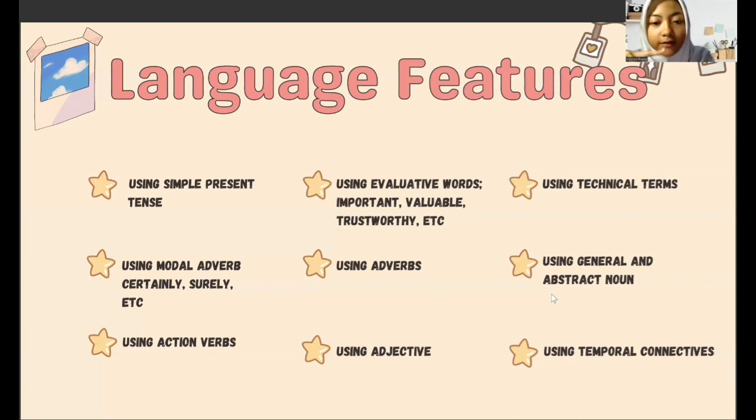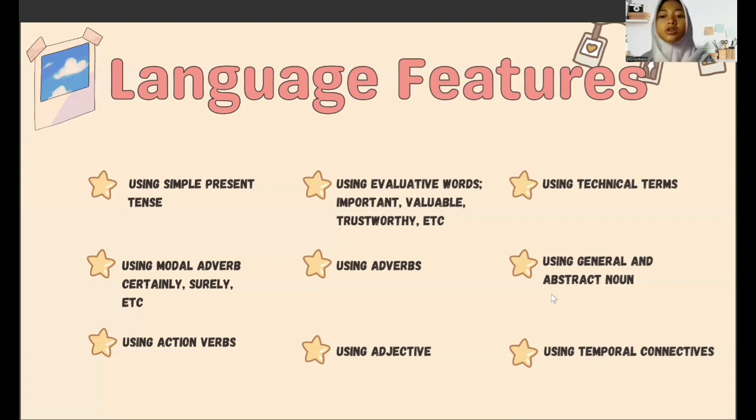Next is using adjective. Adjective is a word that tells us more about a noun. For example, like beautiful, rich, and small. Next is using technical terms. For example, like atmosphere. Next is using general and abstract noun. Abstract noun is a noun that refers to something non-physical. For example, like culture, police, and other.